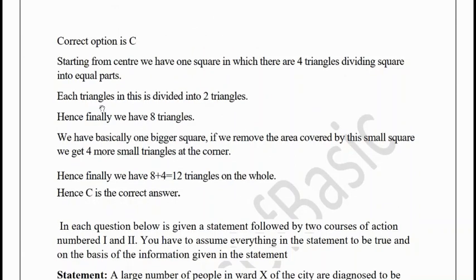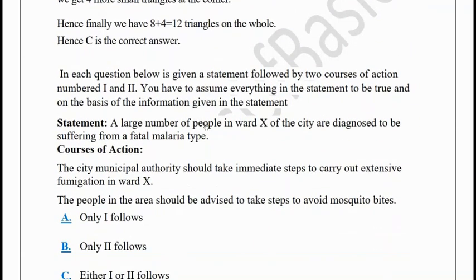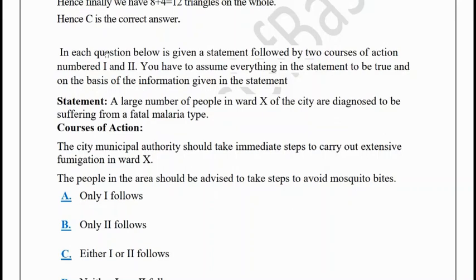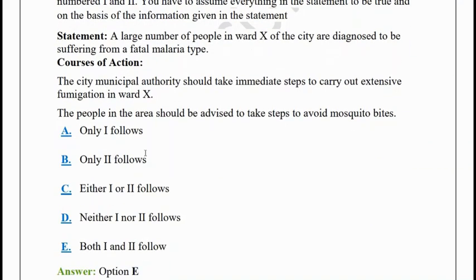Okay, I have also given the explanation. You can see them. And this is the next statement and course of action. In each question, a given statement is followed by two courses of action numbered 1 and 2. The statement is: a large number of people in ward X of the city are diagnosed to be suffering from fatal malarial type. So what, because of this statement, can be the course of action? The city municipal authority should take immediate steps to carry out extensive fumigation in ward X. So this looks quite logical, that because of this problem, the course of action must be this. So let us see what can be the answer.